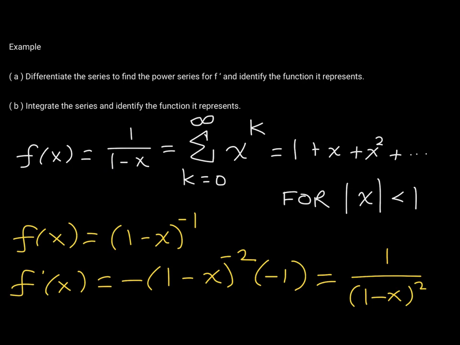I differentiated my function. Now I want to differentiate the power series, and the way I do that is term by term. And what I'll do is set this derivative equal to the derivative of the power series, because after all, they're equal. This function is equal to this power series. Therefore, the derivative of this function must be equal to the derivative of the series term by term, of course. All right, so let's do that now.